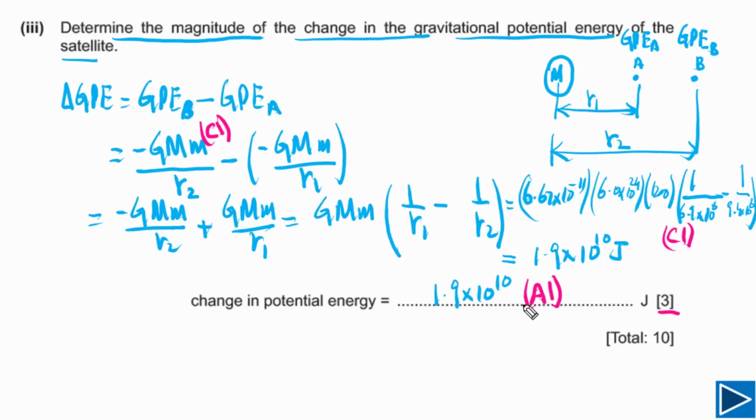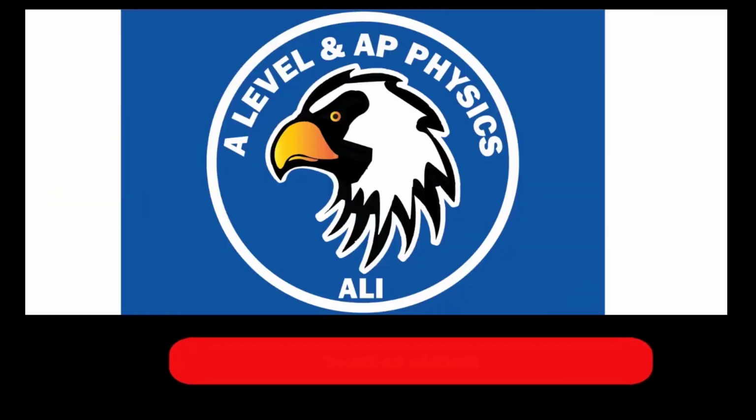If your answer is not right, but you have written these steps, means you have written this formula, you have plugged in values, you will get 2 marks. So it's good to write down all the steps and show your working.